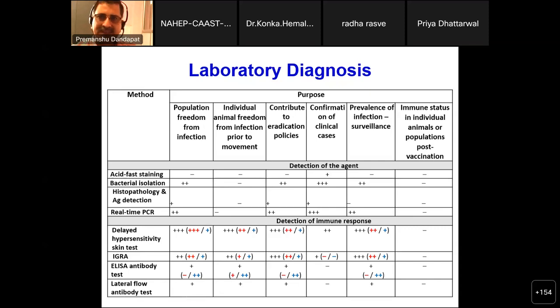Now, what are we doing these tests for? You can see the purposes. Basically, whether some countries are trying to declare freedom from the infection, or individual animal freedom from the infection prior to movement, whether we are going to eradicate, some data to contribute to framing the eradication policy, or the confirmation of clinical cases. For us, confirmation of clinical cases is very important here. Acid-fast staining, bacterial isolation and even PCR, we can confirm through these. But the delayed type hypersensitivity test, which we used to do by the tuberculin test, is also very important to screen live animals in the farms or the unorganized sector.